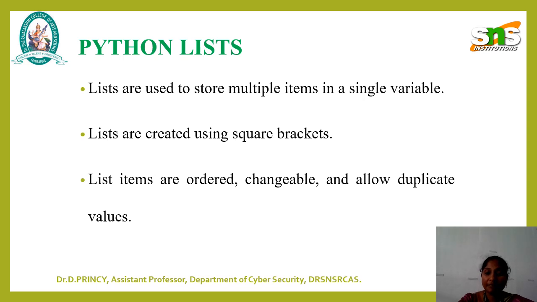Ordered means the first item has index 0, the second item has index 1, the third item has index 2, etc. Changeable means after allocating the items in the list, if you want, you can change them in future. Duplicate values means list items can be repeated any number of times.